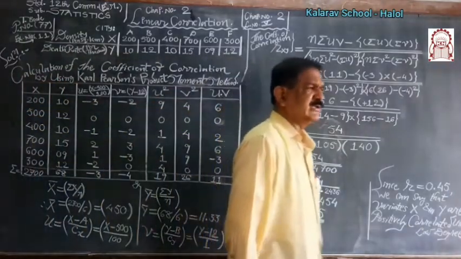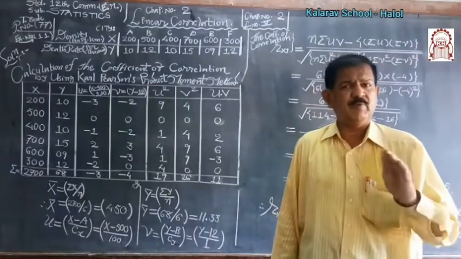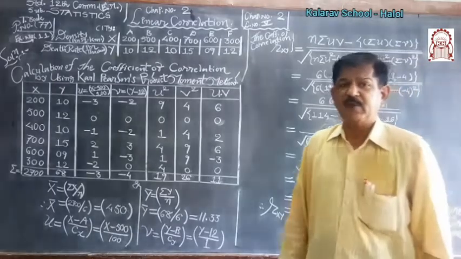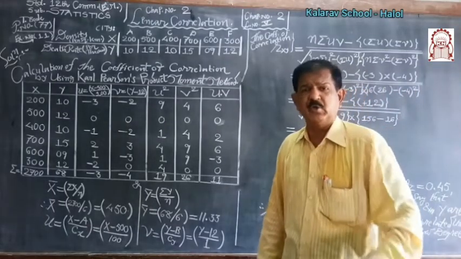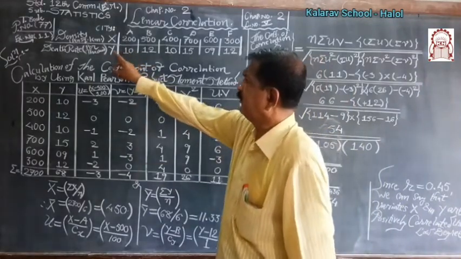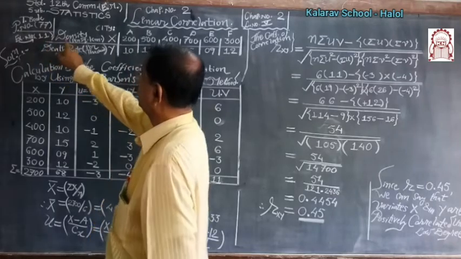Today we are going to see the method in which the value of x bar or the value of y bar, or both x bar and y bar, are not in integer form, meaning in fraction form. Then what to do? How to calculate? We are given in our textbook page number 77, example number 11.